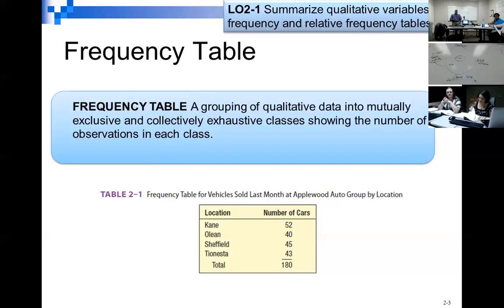And if Kane location sold a car, Sheffield could not have sold that same car. So if you're in one of these locations, you are not in the other. And collectively, all of these locations equal total number of cars sold. So a frequency table, a group of qualitative data into mutually exclusive and collectively exhaustive classes, showing the number of observations in each class. Pretty simple? You got it? Yeah.